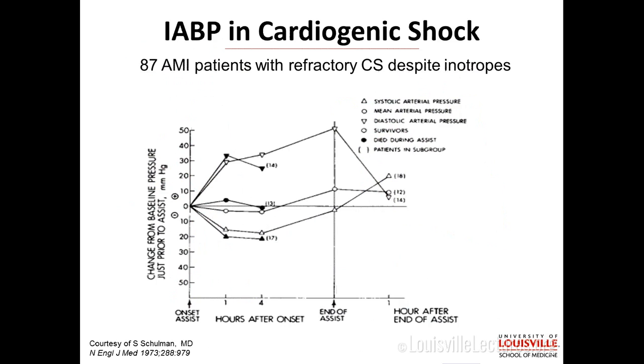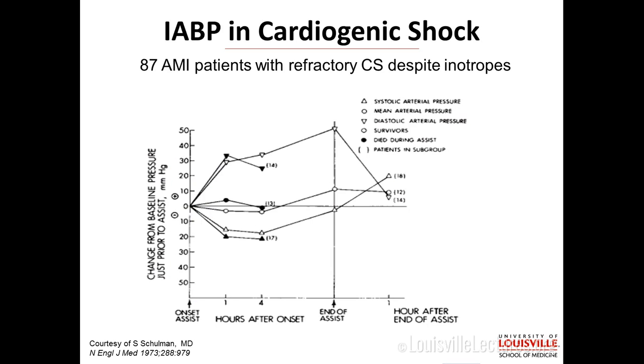So this study was done in 1973, so contemporary. Care is really the same now as it was back then. That's a joke. And this is a study of 87 patients. This is where we got our data from initially. 87 patients, acute MI with refractory cardiogenic shock on inotropes.